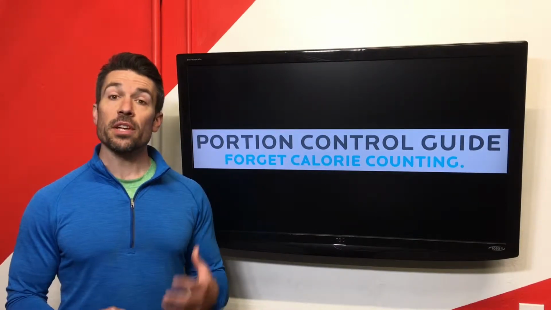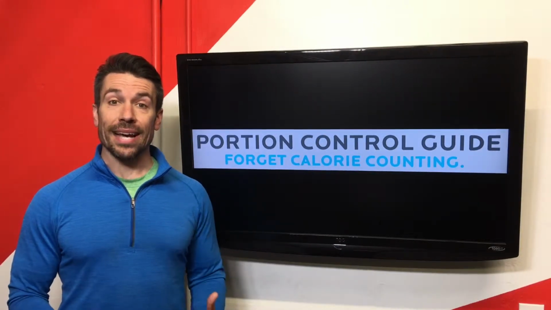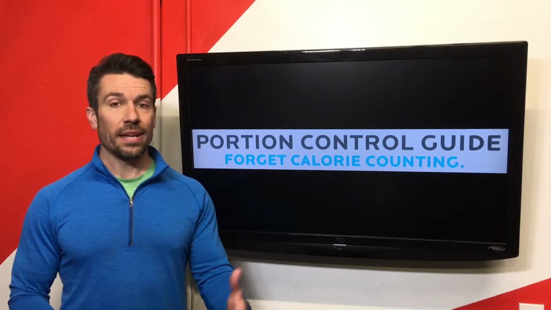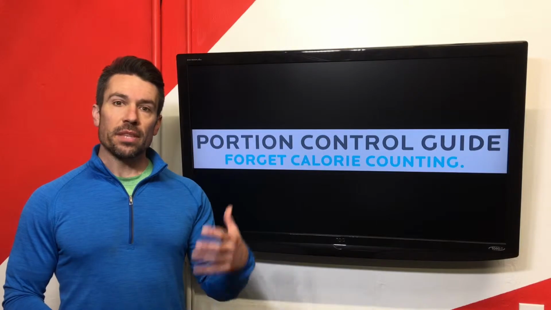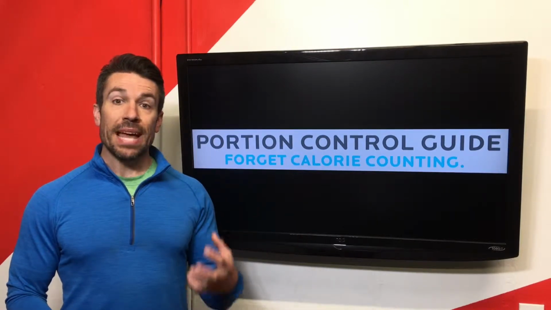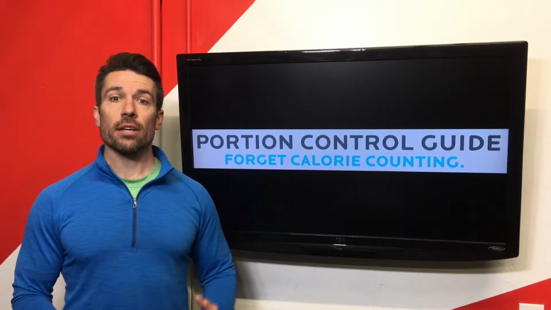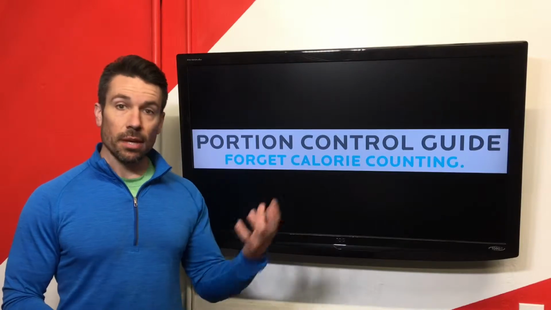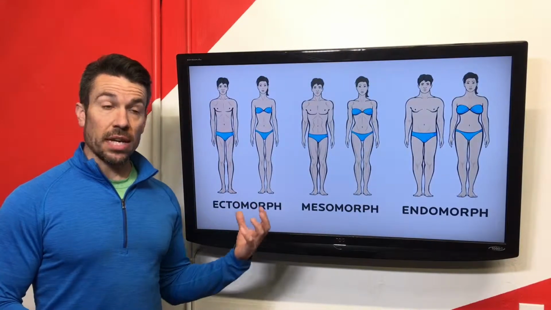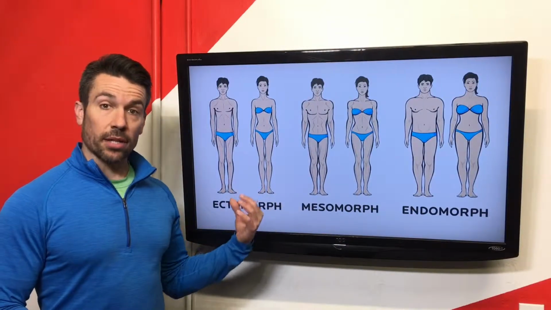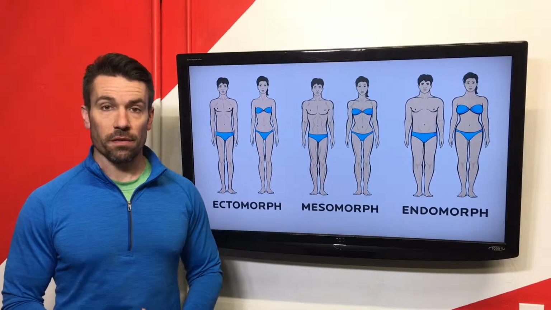You might not know this, but there are 3 major body types: ectomorph, mesomorph, and endomorph. I know those might sound like fancy words, but there is a particular frame and metabolism that is associated with each one of those body types. Let me explain those in a little bit more detail. Here are those 3 major body types: ectomorph, mesomorph, and endomorph.